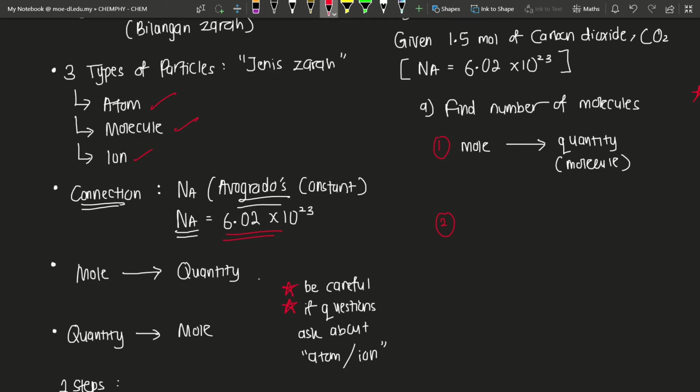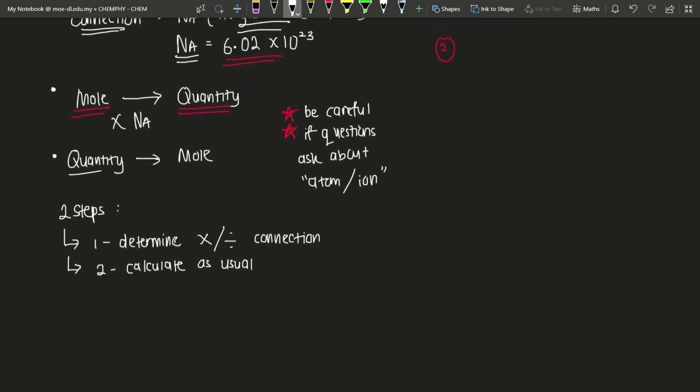A bit of recall also: if you have the mole, the question gives mole and asks you to find the number of particles, mole converted to quantity, you will multiply. Our connection is the Avogadro constant. Let's say you have the quantity and want to convert quantity into mole, you will divide by our connection, which is Avogadro. So again, you have 2 steps to use. The first step, determine whether to multiply or divide by the connection, which in this case is Na, the Avogadro constant. Second step, you calculate as usual.